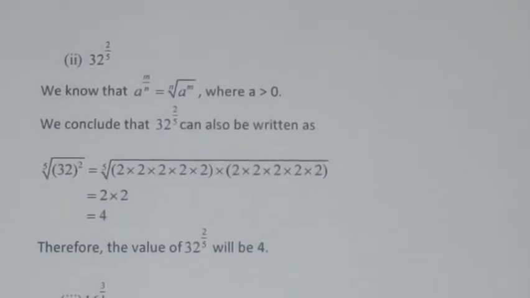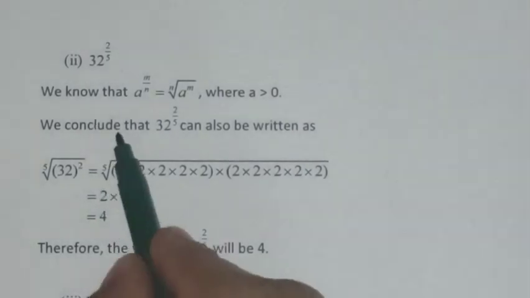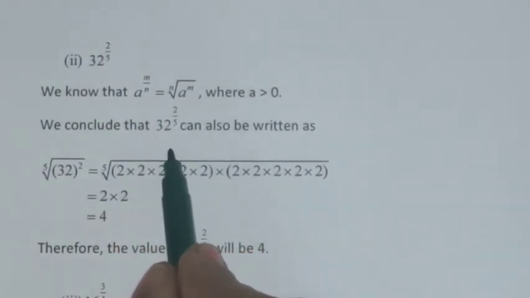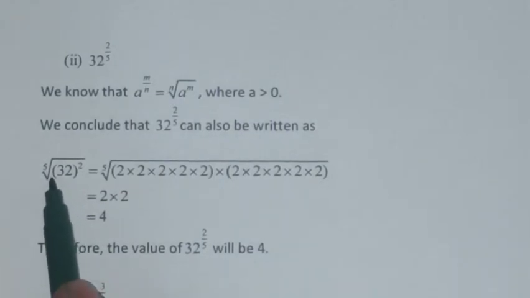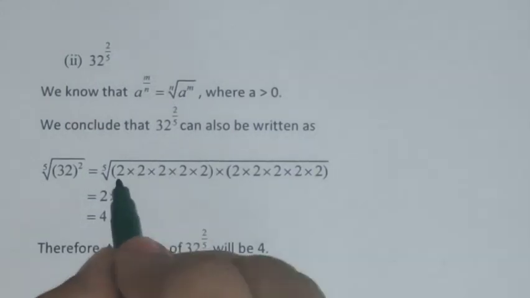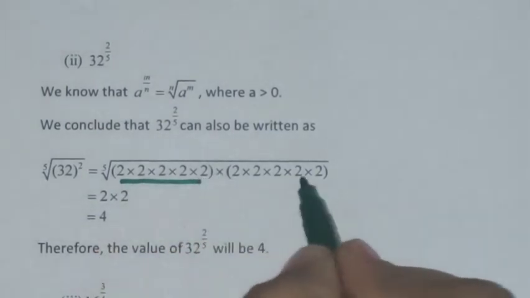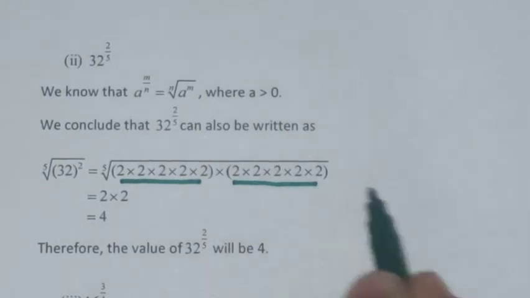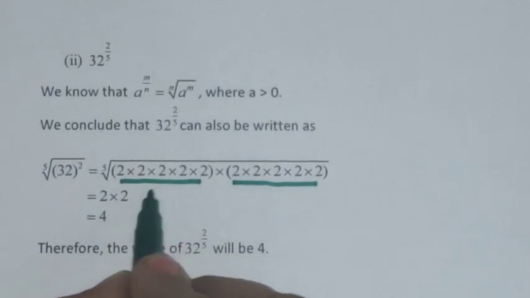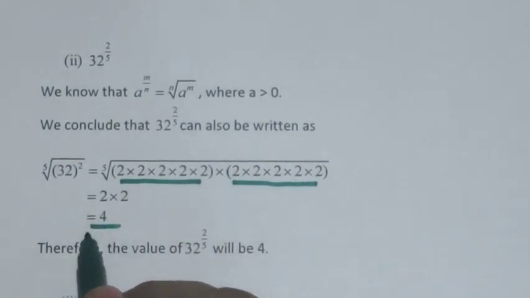32 raised to 2 by 5. So here also in terms of 5 we should think how we can express 32 in terms of 5. That is definitely we know 2 raised to 5 only. So now we can write that a raised to m by n equals the nth root of a raised to m only. 32 raised to 2 by 5. So the fifth root of 32 square it is. So 32 can be written as 2 repeated 5 times. Again one more group, 2 repeated 5 times. So since it is a fifth root, 1 two we can take out from this group. Again one more 2, that is equal to 4 only.